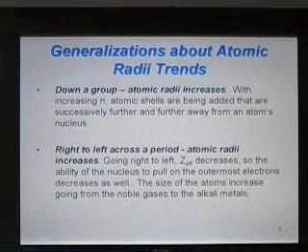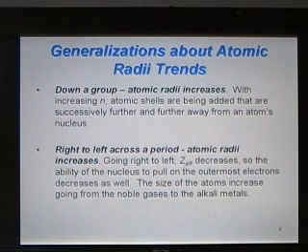So here are the generalizations about atomic radii trends. As you go down a group, the atomic radii increases. With increasing principal quantum numbers, more atomic shells or orbitals, groups of orbitals, are being added. And these are further and further away from the atom's nucleus.